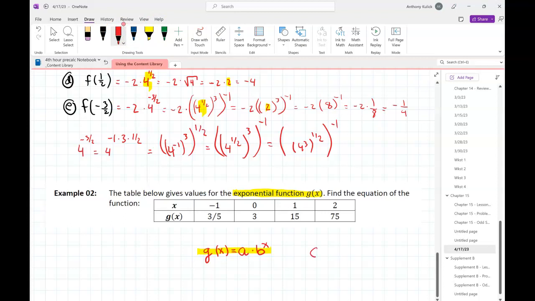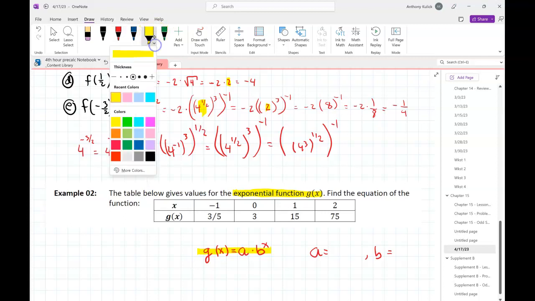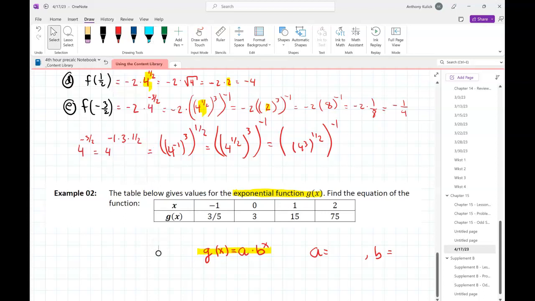So to answer this question, I need to figure out a value for A, and I need to figure out the value for B. That's what I need to figure out. Everybody feel good there? My answer, when I write it, should have a number for A and a number for B, but the g of x and the x would just be symbols. So of those 4 points that I'm given, which one of them is the most useful to me straight away? -1, 3/5; 0, 3; 1, 15; 2, 75. Which one is the best one to start with? Yeah, 0, 3 is absolutely the one I'd want to start with.